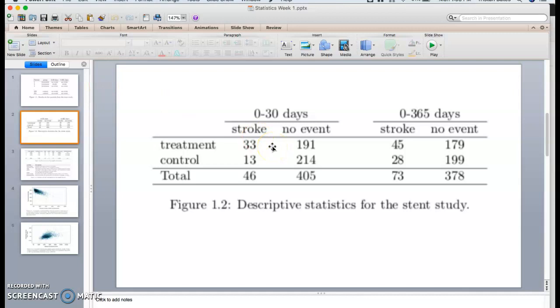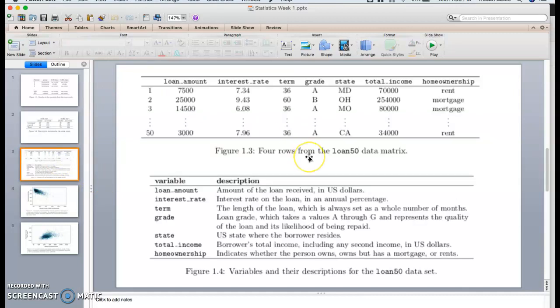All right, so going off on that, when we collect data, here's another data set right here. This data set is going to look at loans. So we have loan amounts, interest rates, we have the term of the loan, which is how long it is, the grade of the loan, the state it's in, the total income of the person, and whether or not they rent or have a mortgage.